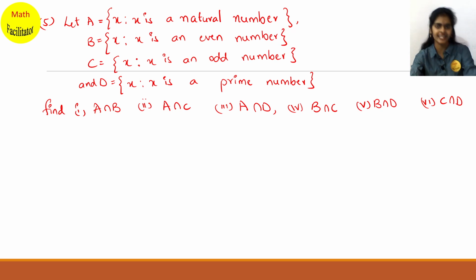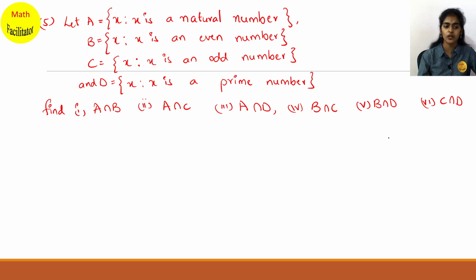And let's begin. So question number 5: let A is a set of all elements x such that x is a natural number, B is a set of all x such that x is an even number, C is a set of all x such that x is an odd number, and D contains elements x such that x is a prime number. So you need to find A intersection B, A intersection C, A intersection D, B intersection C, B intersection D, and C intersection D, right?